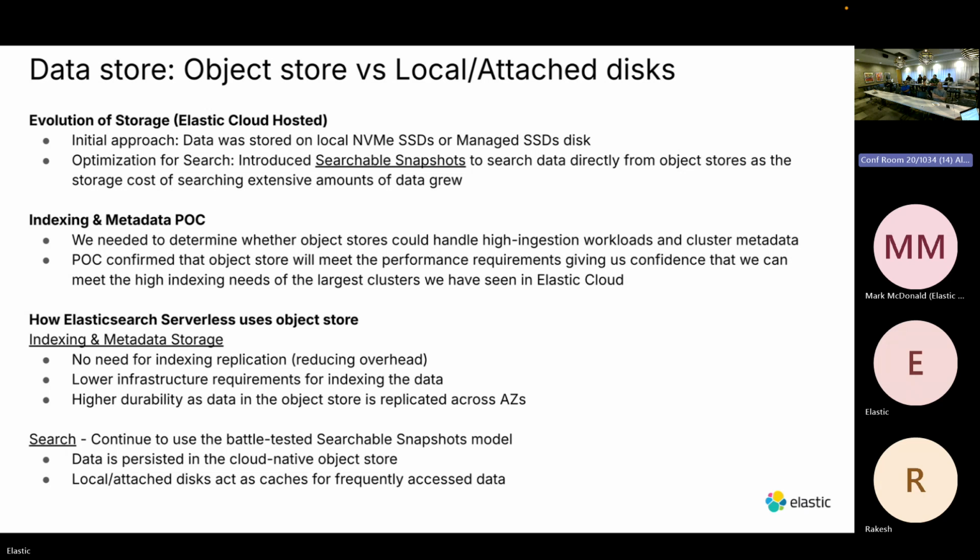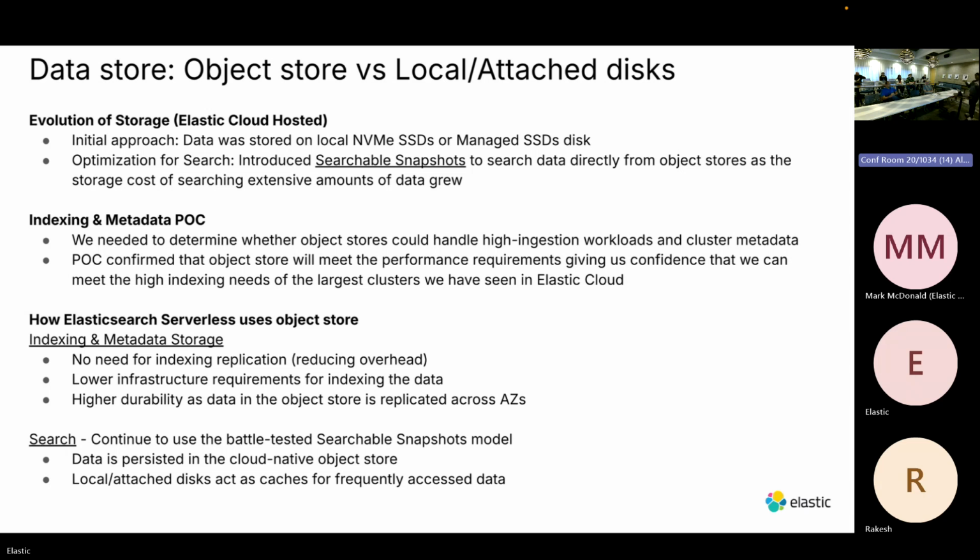Now we have lower infrastructure, because we don't need to bring in all the data and store it on the compute, which benefits the customers directly. And we also have higher durability. At the same time, for the search process, we were already taking advantage of searchable snapshots, so we doubled down on that.